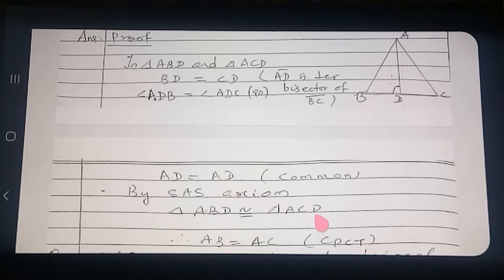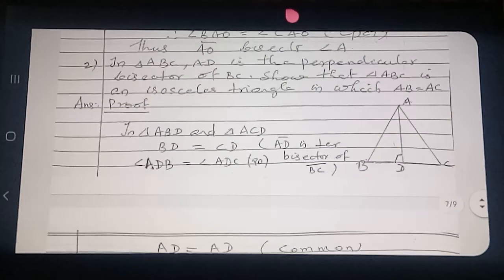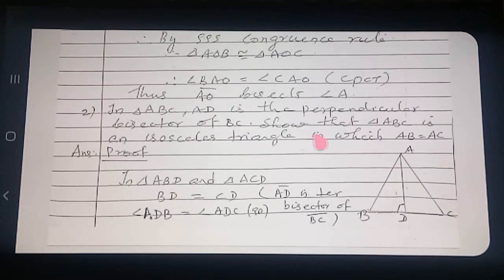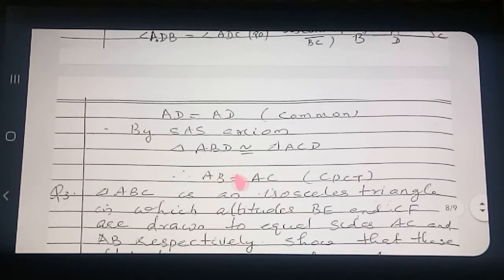If two triangles are congruent, all their corresponding parts are equal. But which part you need, only that you take. Which part do you need? You need AB and AC. See the question. What do you want to prove? Prove that AB equal to AC. You already proved that triangle ABD is congruent to triangle ACD. Therefore, from triangle ABD and ACD, what can you say? AB equal to AC. What's the reason? Corresponding parts of congruent triangles, CPCT.